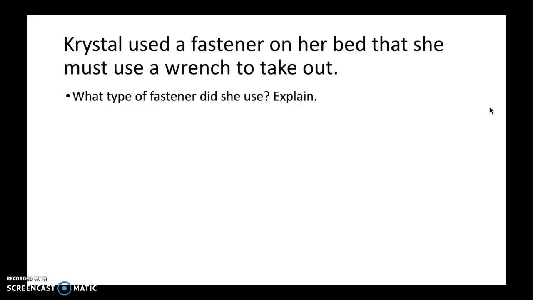All right, and then Crystal used a fastener on her bed that she must use a wrench to take out. So if it's a bed, we're thinking probably it's either nails, screws, or bolts. And then they gave us this hint, the wrench. The wrench can only be used on bolts. You wouldn't use a wrench to take out a nail or to take out a screw. So that must be a bolt.